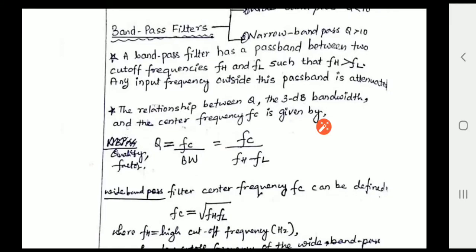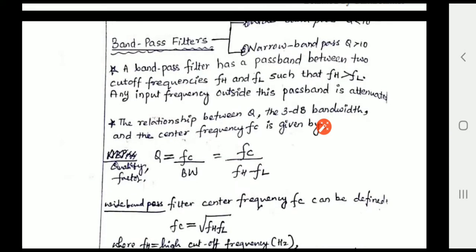So now we will start with the next topic, that is band pass filters. There are two types of band pass filters: one is the narrow band pass filter and the second is the wide band pass filter. We will discuss what Q is here. So first, what is a band pass filter?